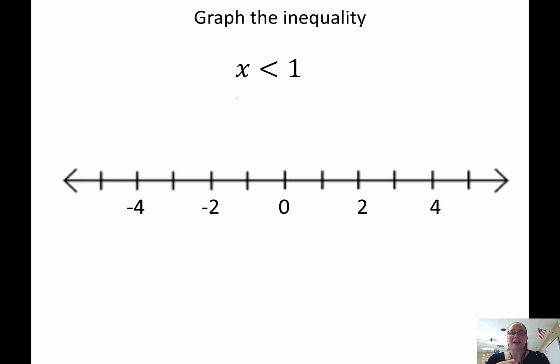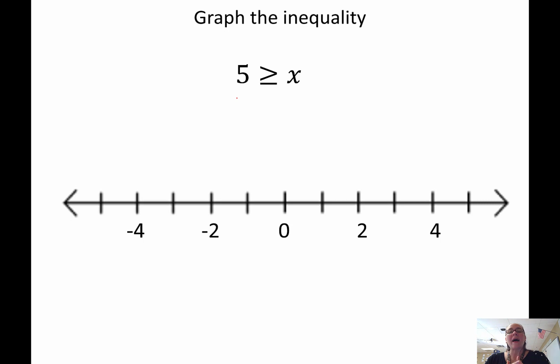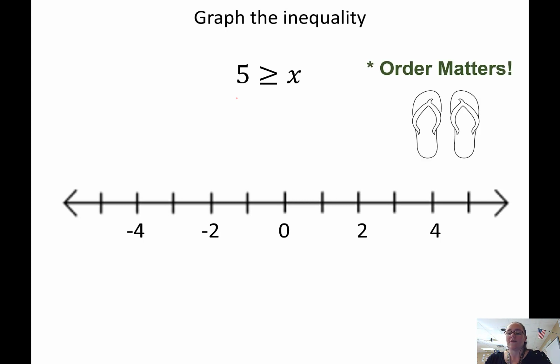Okay, let's look at the next one. I've got x less than 1. It's going to be an open circle shaded to the left. All right, last one, I've got 5 greater than or equal to x. So I am going to have to flip-flop, which means I get x is less than or equal to 5. So open or closed circle? And am I shading to the left or to the right? To the left.